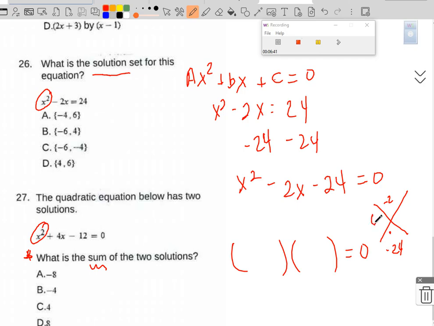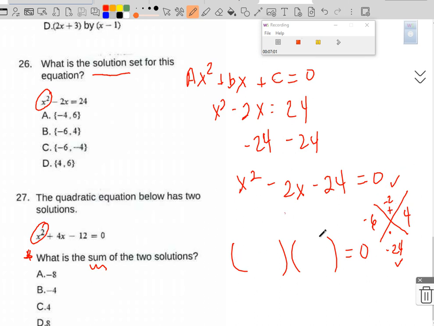Yeah, 6 and 4. Now, which one has to be positive and which one has to be negative? We want a negative 2, right? So we want the bigger one to be negative. So negative 6 times positive 4 is negative 24, and negative 6 plus positive 4 is negative 2.